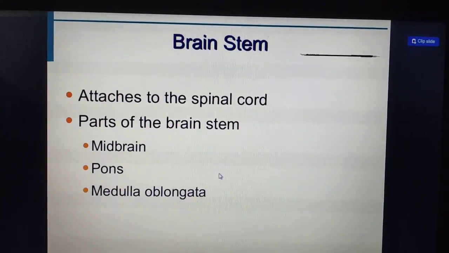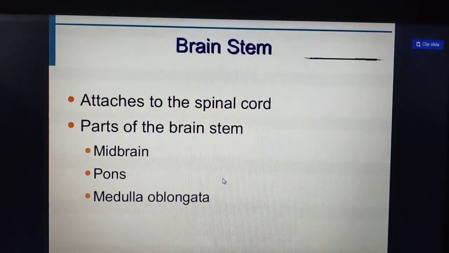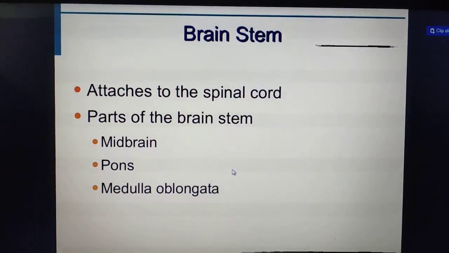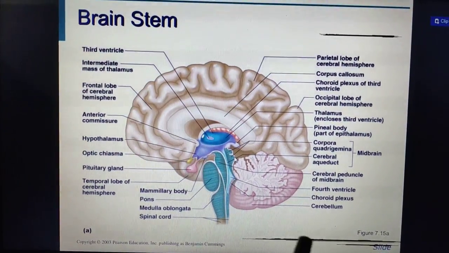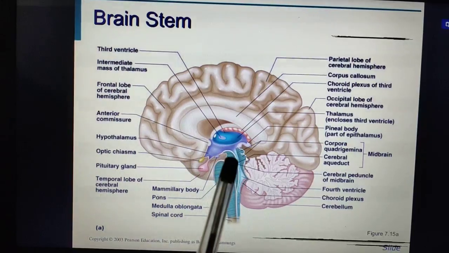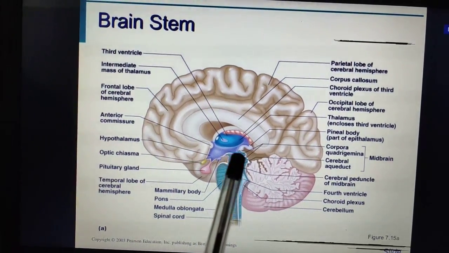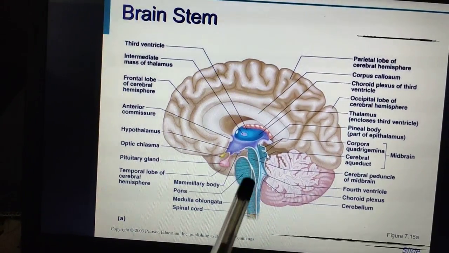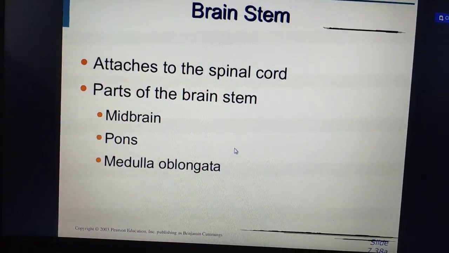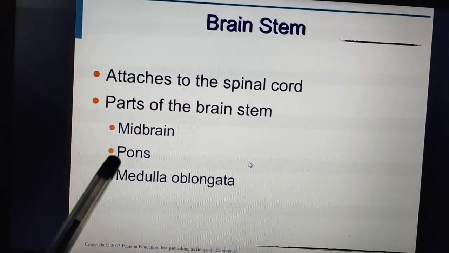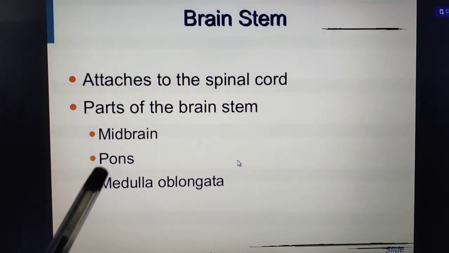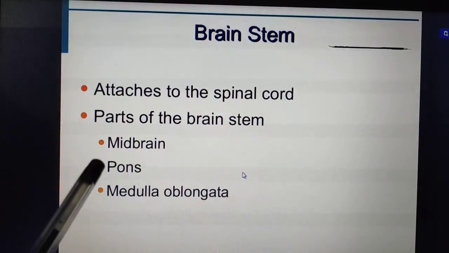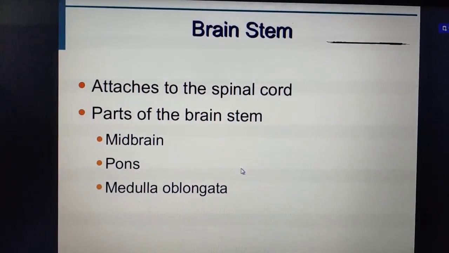Then the brain stem. What is a brain stem? It is attached to the spinal cord. Between the brain and the spinal cord, that we call the brain stem. I'll show you. See, this is the brain stem, attached to the spinal cord, a continuation of the brain, isn't it? This part we call brain stem, and it contains the midbrain, pons, and medulla oblongata. So the brain stem is composed of three parts: midbrain, pons, and medulla oblongata.